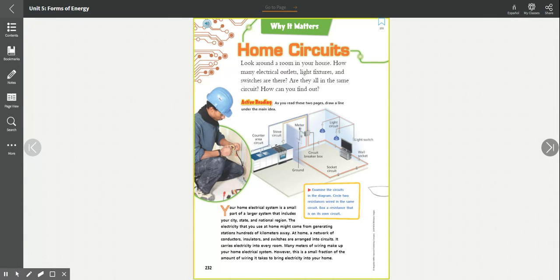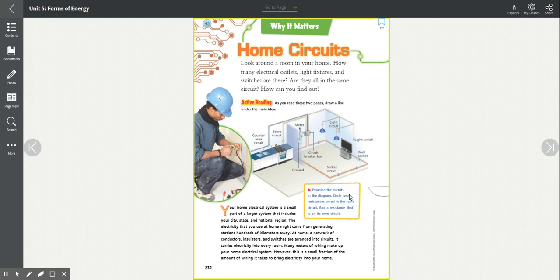Your home electrical system is a small part of a larger system that includes your city, state, and national region. The electricity that you use at home might come from generating stations hundreds of kilometers away. At home, a network of conductors, insulators, and switches are arranged into circuits. It carries electricity into every room. Many meters of wiring make up your home electrical system. However, that is a small fraction of the amount of wiring it takes to bring electricity into your home.